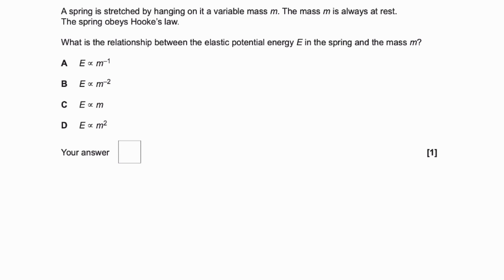A spring is stretched by hanging a variable mass m on it. The mass m is always at rest. The spring obeys Hooke's law. What is the relationship between elastic potential energy E in the spring and the mass m?